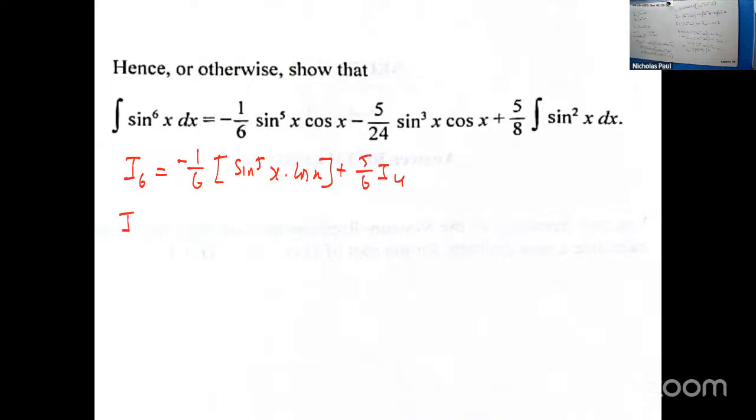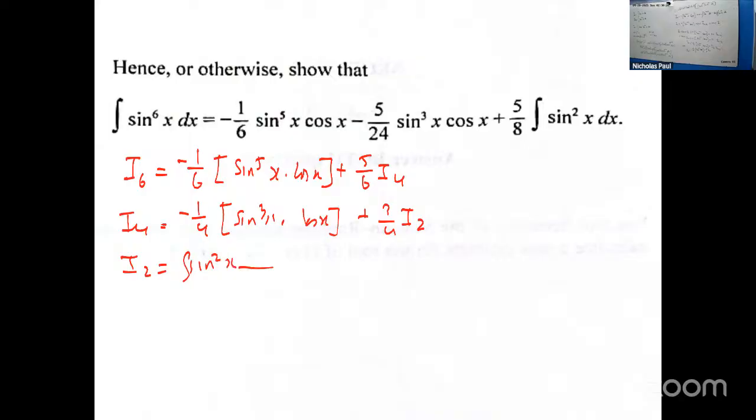Right, but we still need to get I4. So I4 will be minus 1 on 4 sine cubed x dot cos x plus 3 on 4 I2. And now we don't need to do anything because I2 is right there. I2 is equal to the integral of sine squared x. And now we're gonna put I2 in here, and then we're gonna take I4 and put it in there, and you get your answer. Are you okay with that? Sure.